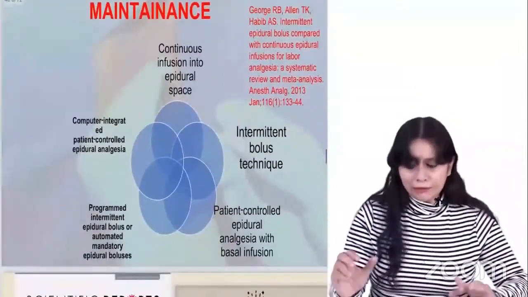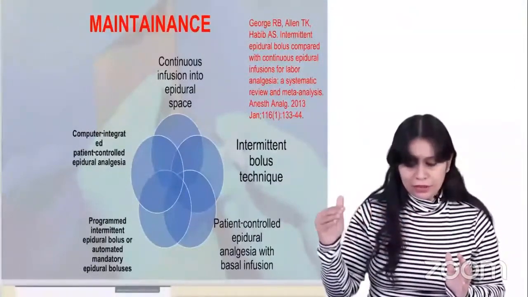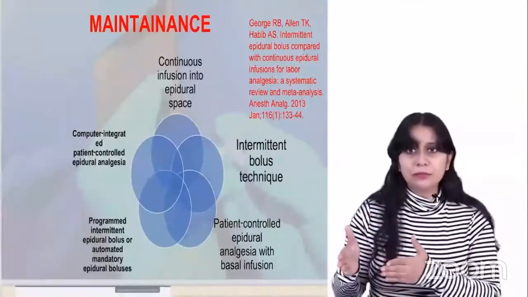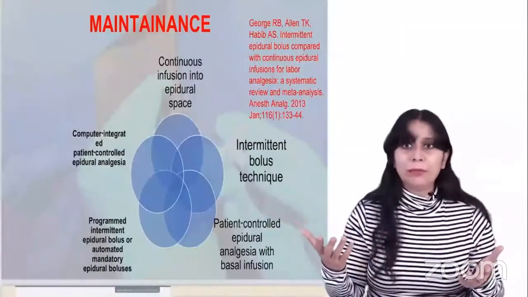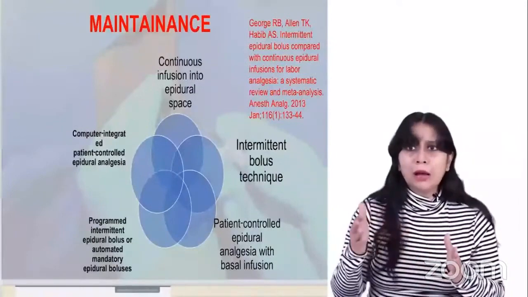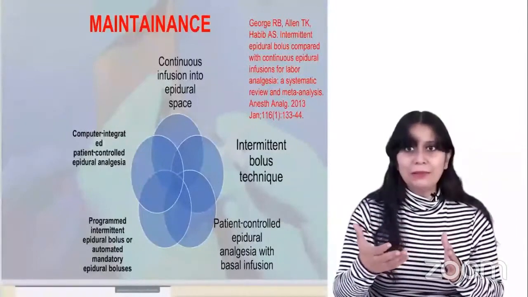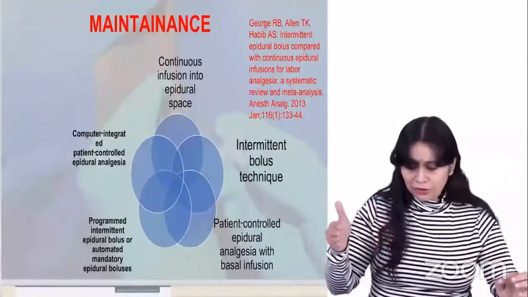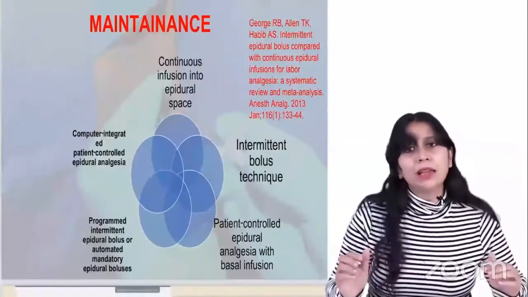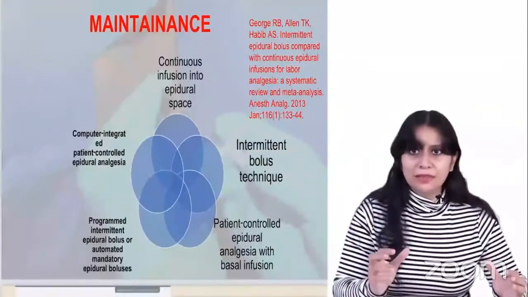Now, for maintenance, there are various ways of maintaining the analgesia. The conventional ones are continuous infusion into the epidural space, baseline continuous infusion, or intermittent top-ups at regular intervals. These are the older methods of maintenance, not practiced nowadays. Nowadays, it is more a baseline infusion with patient controlled analgesia. So patient controlled epidural analgesia with a basal infusion is more practiced now. The American Society of Obstetricians and Gynecologists and the American Society of Anesthesiologists jointly recommend this technique for maintenance.